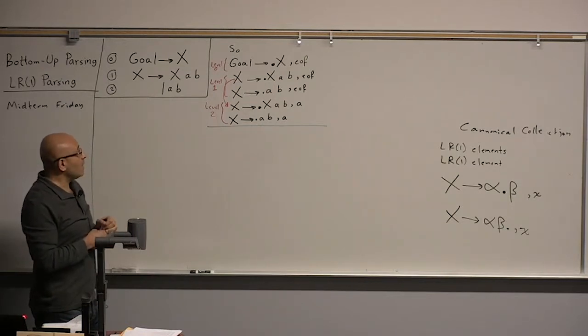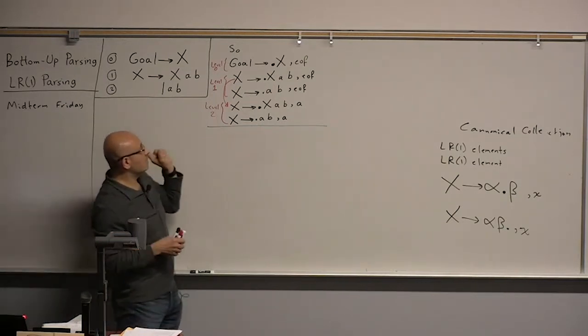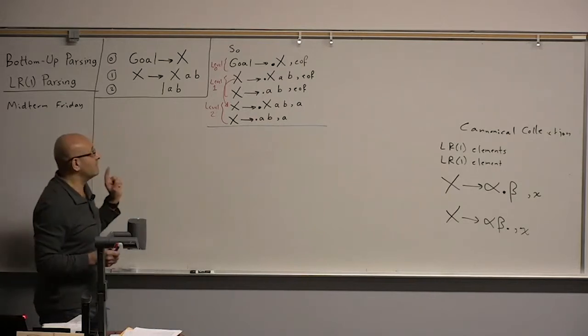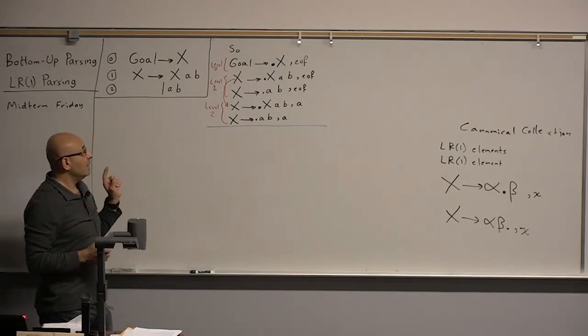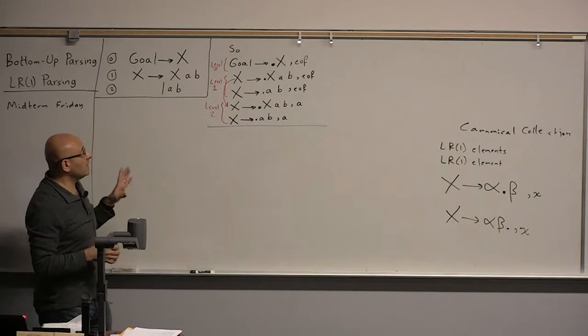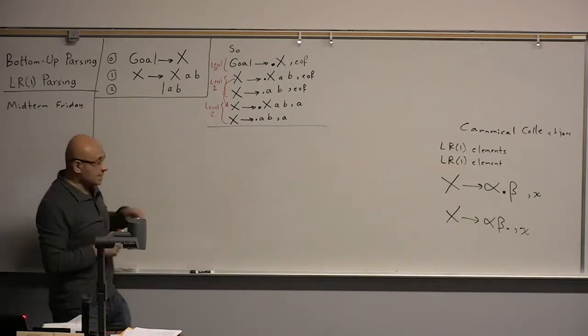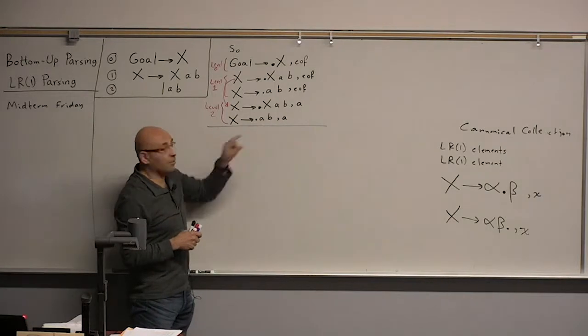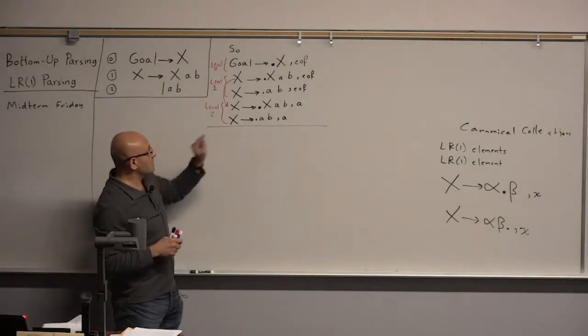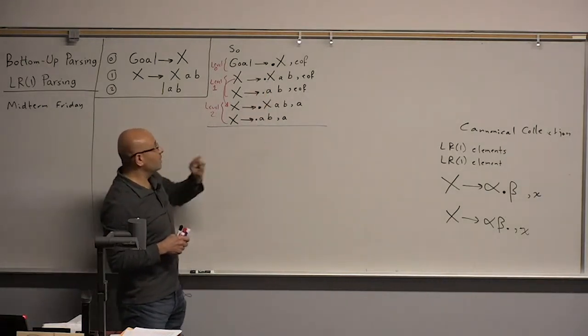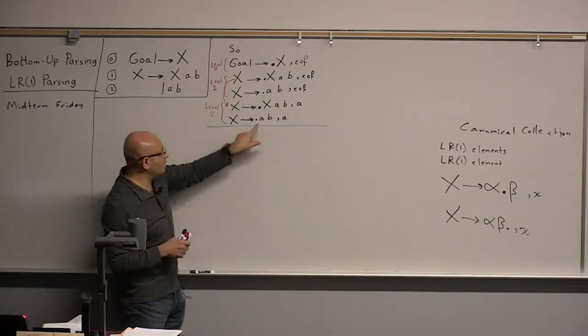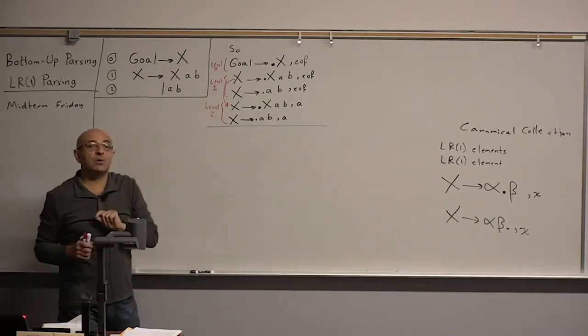Transitions. Now, we have transitions here on 2 symbols. What are the 2 symbols on which we have transitions? X and A. Why don't we have a transition on a B? There's no dot in front of a B. Exactly. So there is no placeholder before a B. So we only have transitions for X and A. No transitions for B because there is no B preceded by a placeholder.